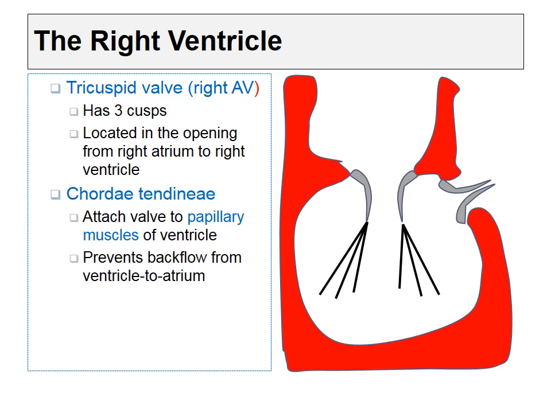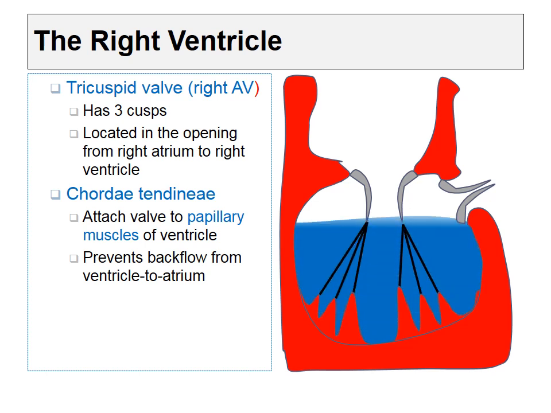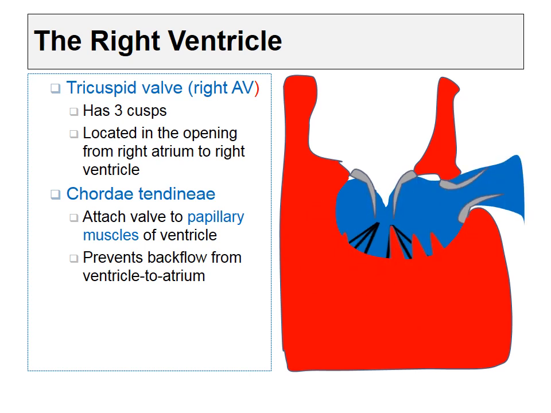It acts as a one-way door, and the tendons and papillary muscles help to anchor this valve. It must resist a lot of force of the right ventricle as it squeezes. These muscles and tendons help to prevent eversion of the valve and prevent the backflow of blood, so that as the right ventricle contracts, the blood is forced entirely up the pulmonary trunk towards the lungs.